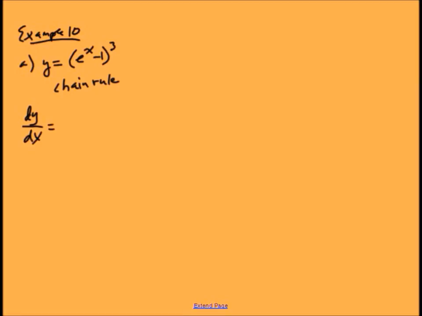Okay, example 10 from your textbook. Part A. We have y equals e to the power of x minus 1 all cubed. Okay, so we're going to be using the chain rule here. So the derivative is, bring the 3 down, keep the bracket, decrease the exponent by 1, and also multiply by the derivative of inside the brackets. 3e to the x, e to the x minus 1, all squared.